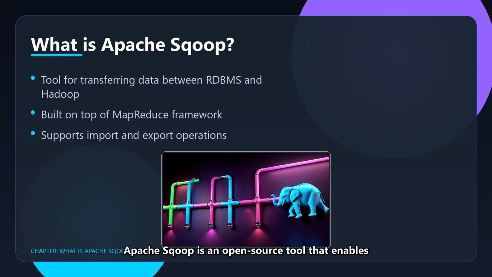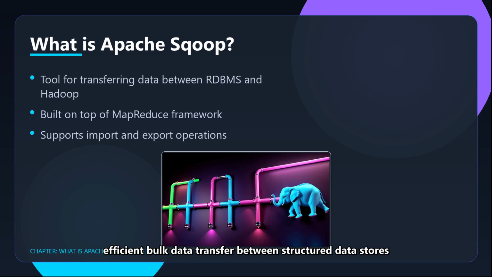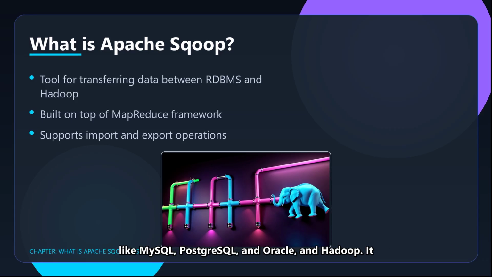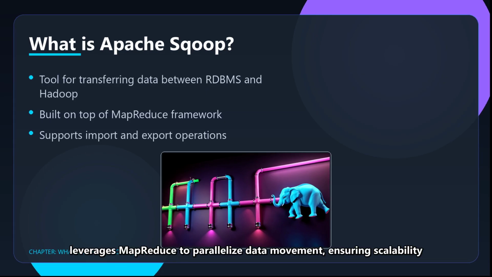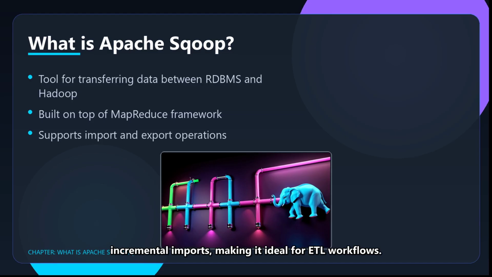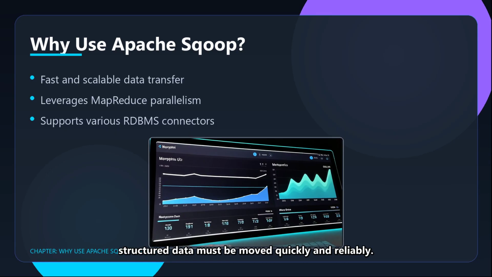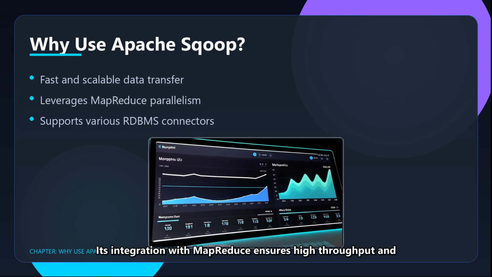Apache Sqoop is an open-source tool that enables efficient bulk data transfer between structured data stores like MySQL, PostgreSQL, and Oracle, and Hadoop. It leverages MapReduce to parallelize data movement, ensuring scalability and fault tolerance. Sqoop supports both full and incremental imports, making it ideal for ETL workflows. Sqoop excels in scenarios where large volumes of structured data must be moved quickly and reliably. Its integration with MapReduce ensures high throughput and resilience.